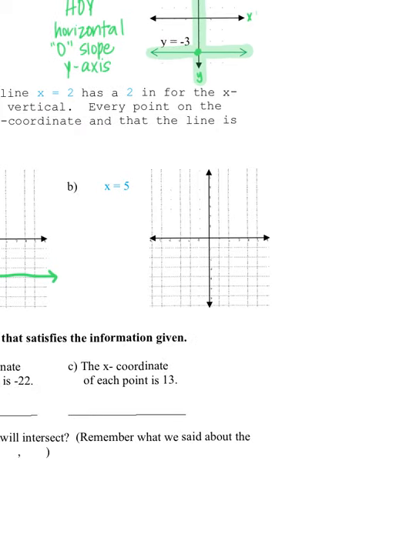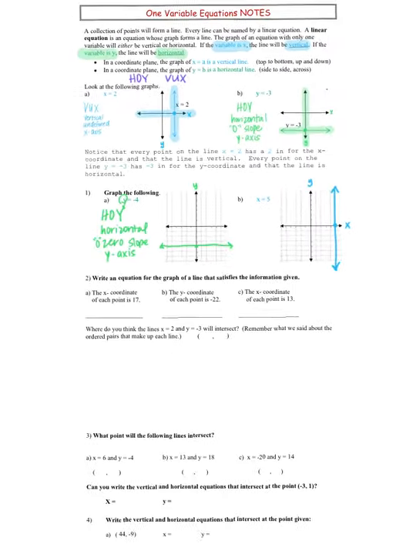X equals 5. So we're going to go over to 5. This graph didn't turn out right. And again, we would never draw a line on the x-axis. We want our line to be perpendicular to our x-axis. So every single point along this line has a coordinate of 5 for x. And I'm going to show you what that means.